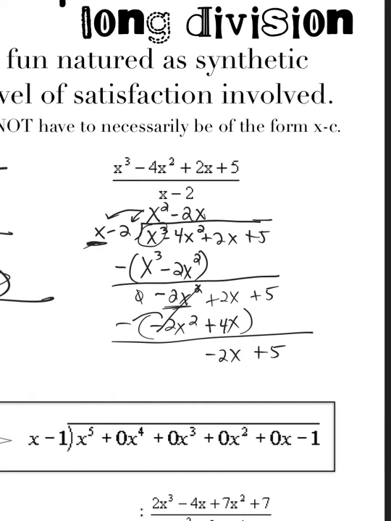Remember, every single time I have to distribute this negative. I have to figure out, what do I need to multiply x by to get negative 2x, and that is going to be negative 2. So x times negative 2 is negative 2x, and negative 2 times negative 2 is positive 4. Remember that I have to subtract this. These cancel. 5 minus 4 is 1. So I have a remainder. The remainder is going to be 1 over my original divisor, and this is my answer right here.